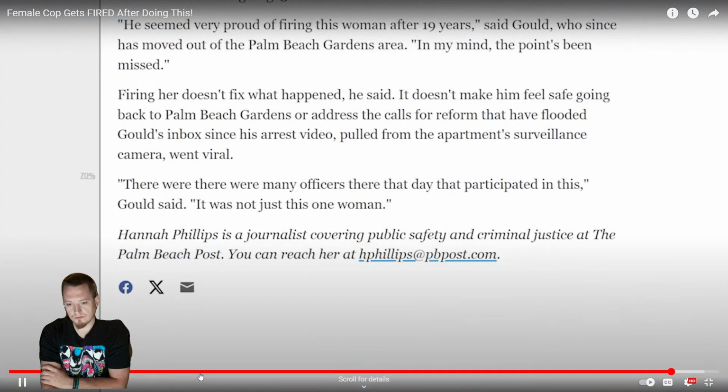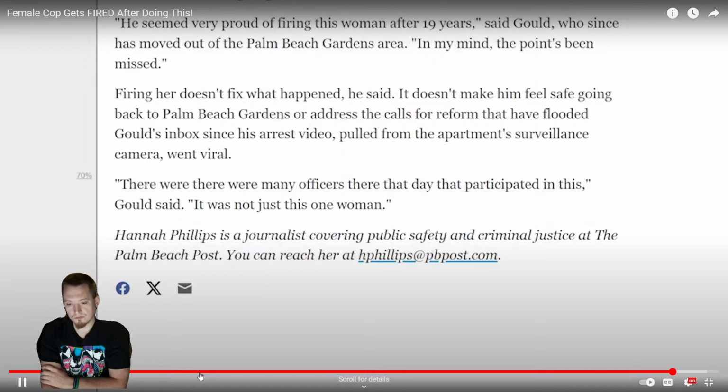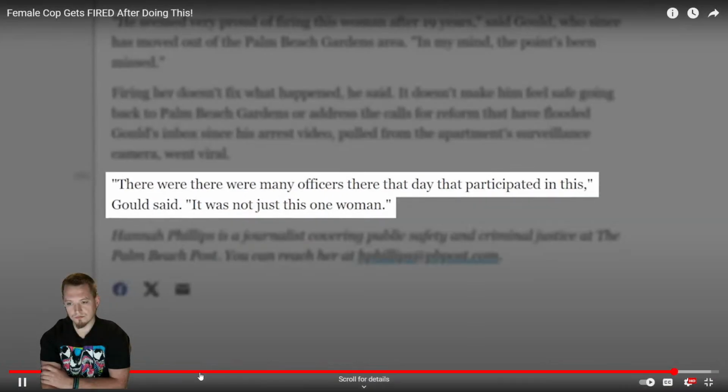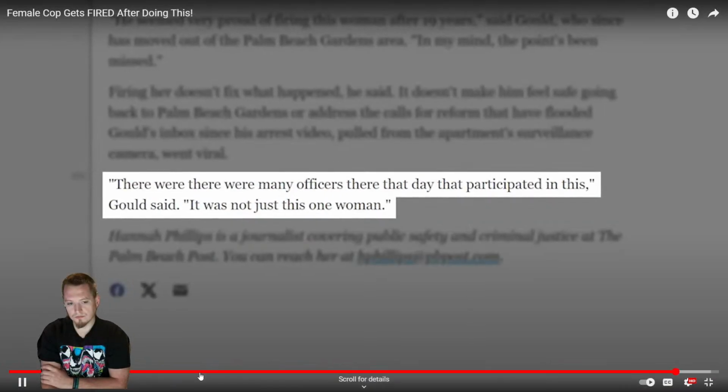Officer Guerriero's overly aggressive behavior and assisted in arresting Mr. Gold without probable cause, with one officer even pointing his taser at Mr. Gold when Officer Guerriero drew her firearm. As Mr. Gold told a reporter when arguing that Officer Guerriero's firing was not enough, quote, "There were many officers there that day that participated in this. It was not just this one woman."